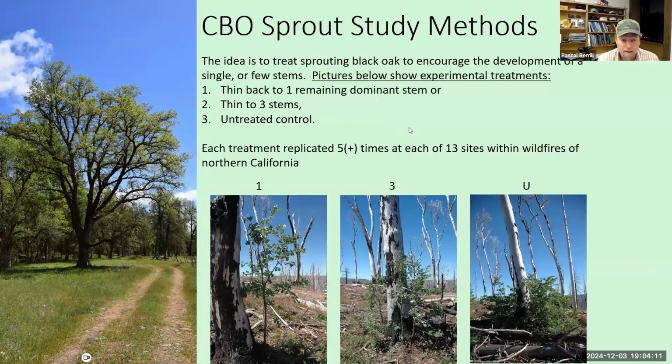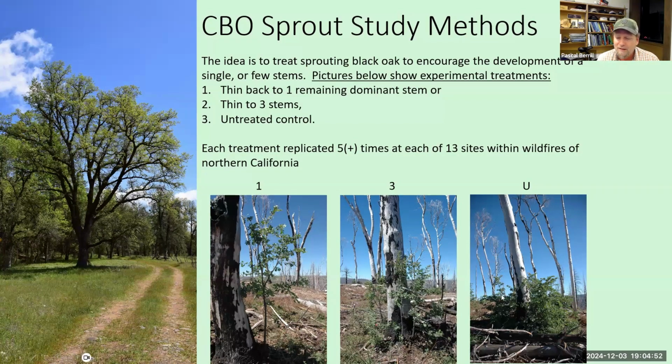So this is our study, and we have 3 different experimental treatments compared, and those are in the pictures below. Picture 1 is thin the entire clump of multiple stems down to just 1. This is the best, the dominant sprout, thin down to 1. Or the middle picture, thin down to leave the 3 dominant sprouts, and we space them around the clump, as well as choosing the better formed, larger, more vigorous sprouts. And then the third treatment is the untreated control, on the right. We just left those multi-stemmed clumps alone.